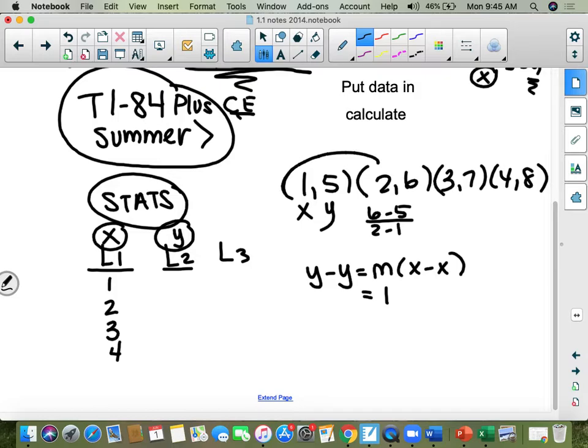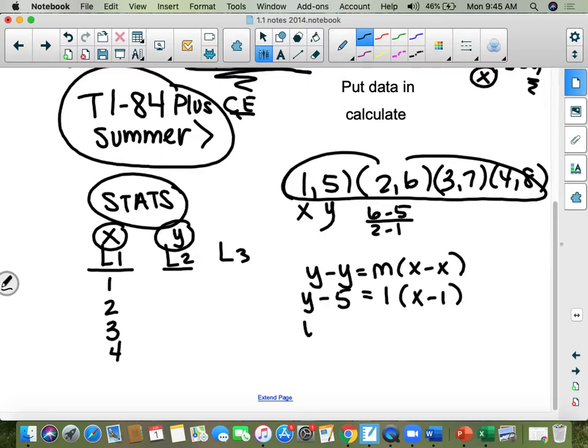I can pick any one of these points to plug in here. I'm going to just do the first one, x minus 1, y minus 5, and I get y minus 5 equals x minus 1. So y is equal to x plus 4. Instead of using that, I'm going to show you that you can use your calculator to find out that y is equal to x plus 4.